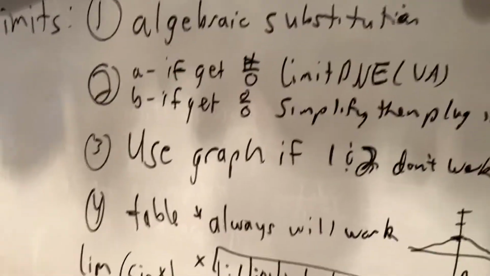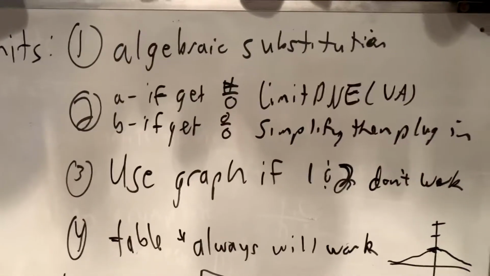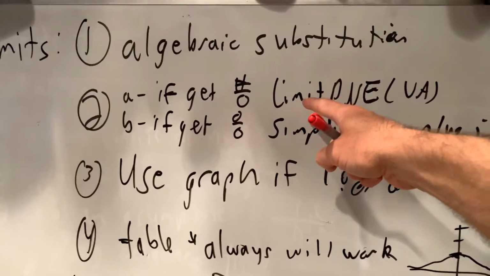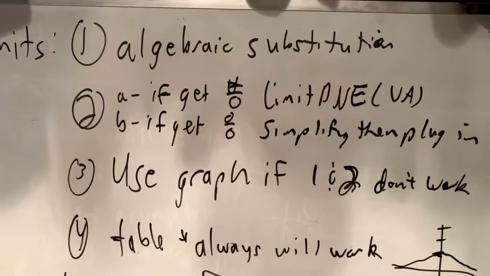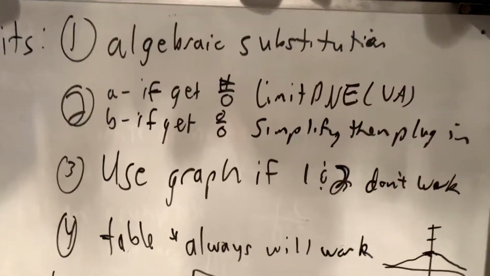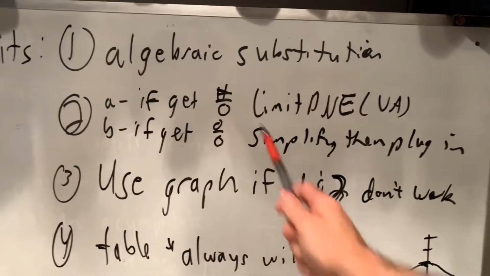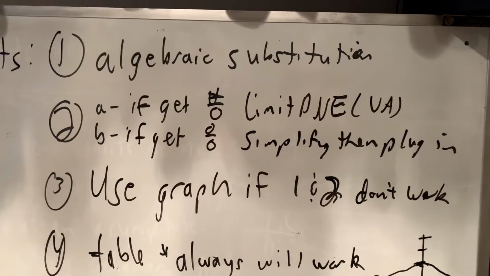But if you plug numbers in and you don't get an actual number, that means you're jumping down here to step 2. If you get a number over 0, you immediately say the limit does not exist because it's a vertical asymptote. But if you get 0 over 0, you're going to simplify and then plug in. So let's talk about that. What do I mean by simplify and plug in?